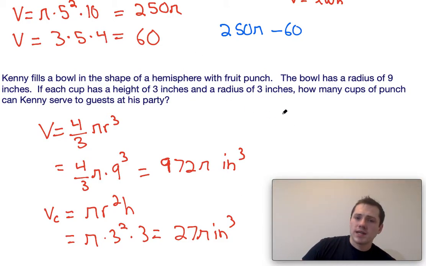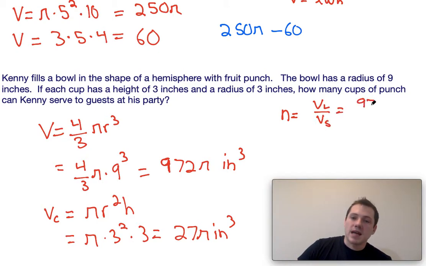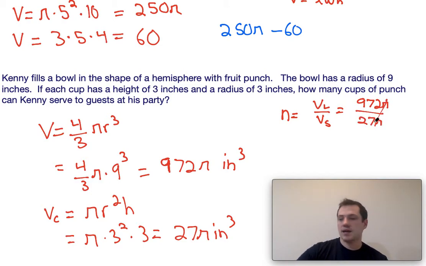So I can figure out the number of cups by doing the larger volume divided by the smaller volume. This would be 972 pi divided by 27 pi. We can see the pi's cancel out. Calculating that, we find it's going to be 36. So Kenny can serve about 36 cups of punch at his event.